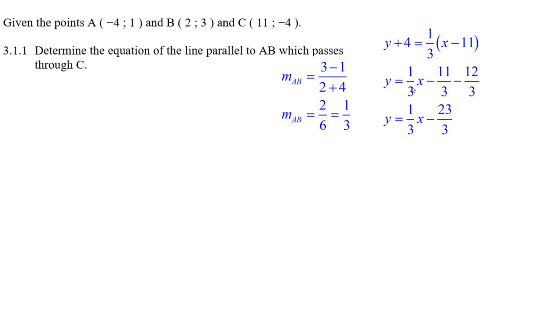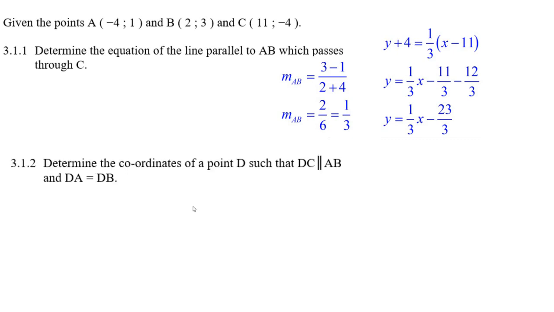1/3 times x is 1/3 x. 1/3 times minus 11 is minus 11 over 3. We're going to add 4. No, we're not. We got to subtract 4. But let's subtract 12 divided by 3, because then we'd have a common denominator. We could just do it in our calculator, I guess. But minus 11 minus 12 is minus 23 over 3. And there's the equation of the line that's parallel to AB, because it's got the same gradient, but it passes through 11 and minus 4.